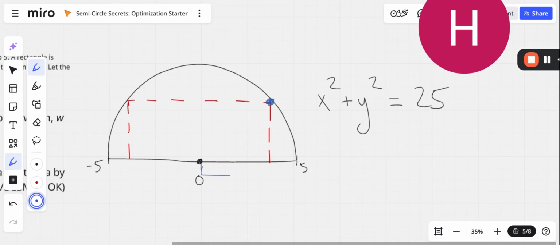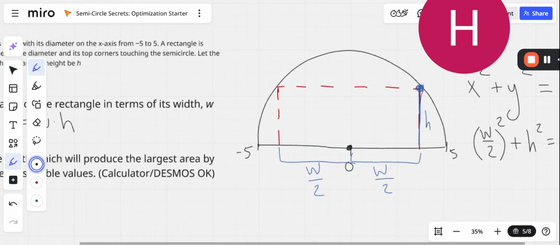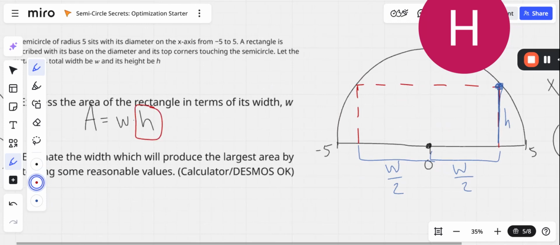And what you'll notice is that any point on the circle has an x value which is half of the width. So this is our width divided by 2, and this is also our width divided by 2. So the x value in question here is really w over 2 squared plus the y value, which is in fact the exact height. That is our h. So we're just going to call this h squared equals 25.